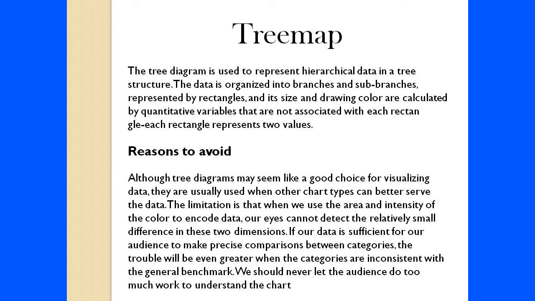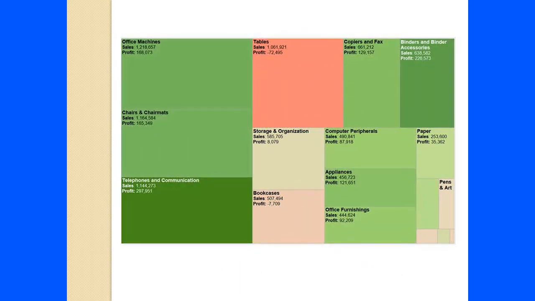Okay, so now let's move to the tree map diagram. Look at this diagram. When you want to see the difference in area and intensity of color, it's really hard to do so. So this is why we should avoid these charts.